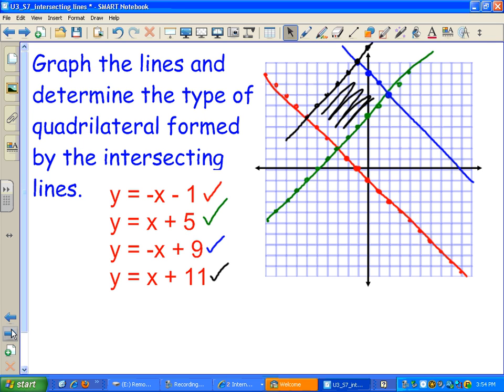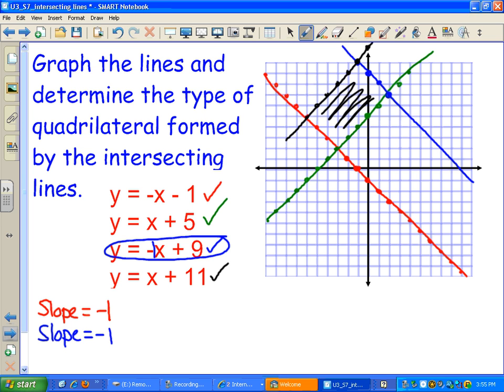Let's look at the red line I drew. What's the slope of the red line? Well, the slope of my red line is a negative 1. Look at the side opposite. The side opposite is what I graphed in blue. Well, what's the slope of that line? Remember, it's the number in front of x. Well, it's a negative 1. So the slope there is a negative 1, which means that those lines are parallel.